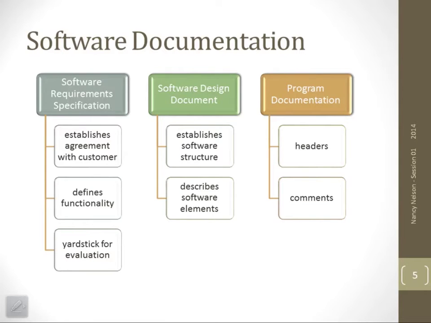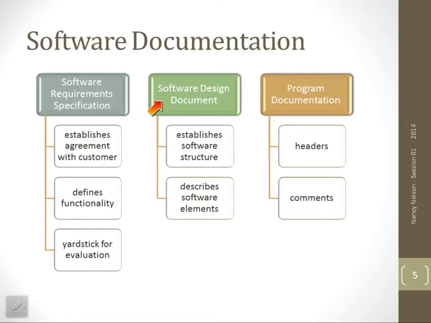There are generally three levels of software documentation associated with a project. The first is called a Software Requirements Specification, or SRS. The second is called a Software Design Document, or SDD. And the third is called Program Documentation. And we've talked a little bit about that already, which is headers and comments that go right in the code. We'll talk more about that as we start to program. For now, what I want to do is focus on the SRS and the SDD.